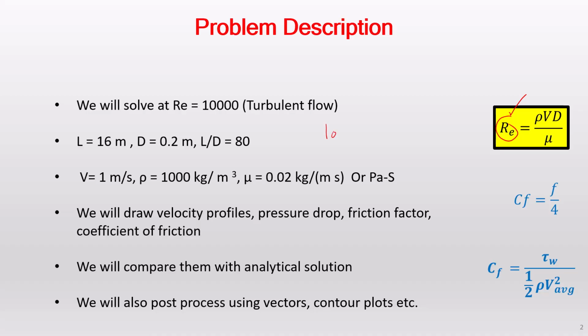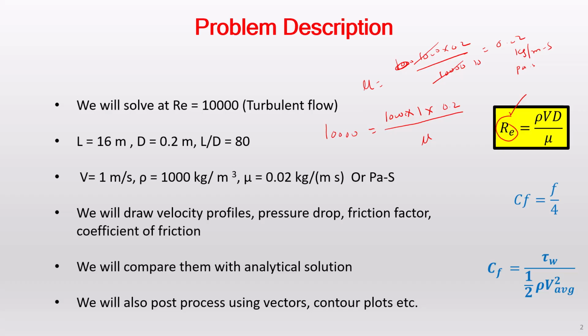So for example, for a Reynolds number of 10,000, density is 1000, multiplied by the velocity equal to 1 meter per second, diameter equal to 0.2, and divided by the viscosity. So viscosity becomes 1000 into 1000 into 0.2 divided by 10,000. Dividing them we get 10, hmm, and this becomes 0.02 kilogram per meter second, or Pascal second.